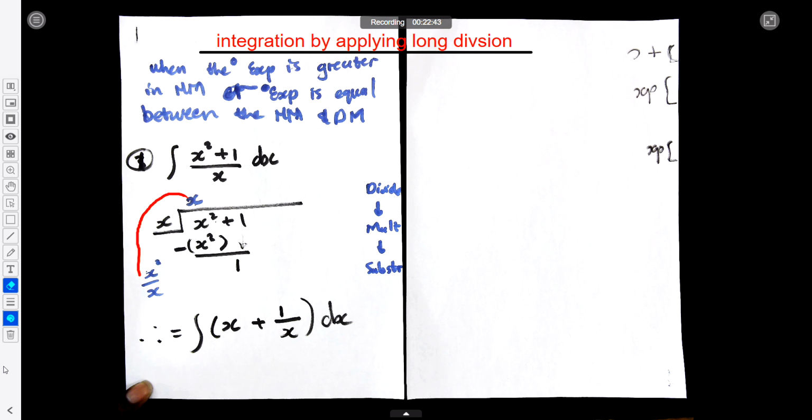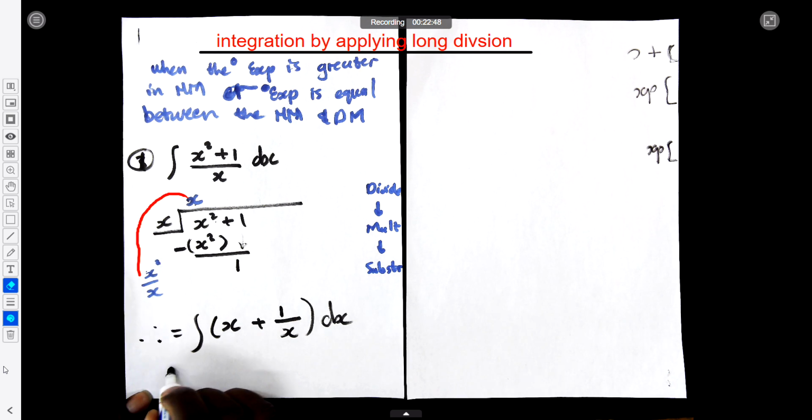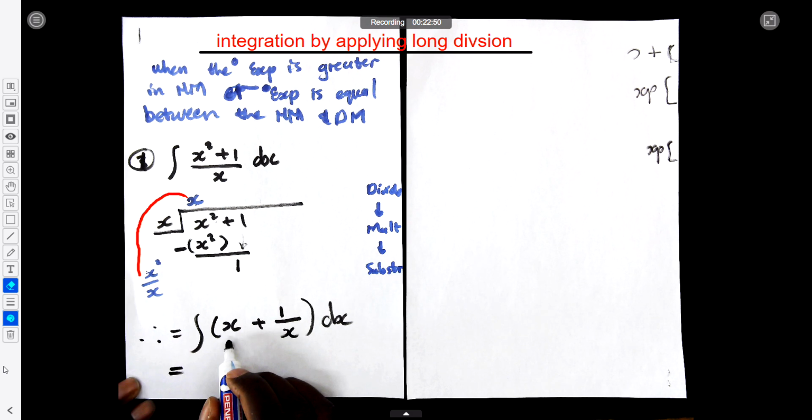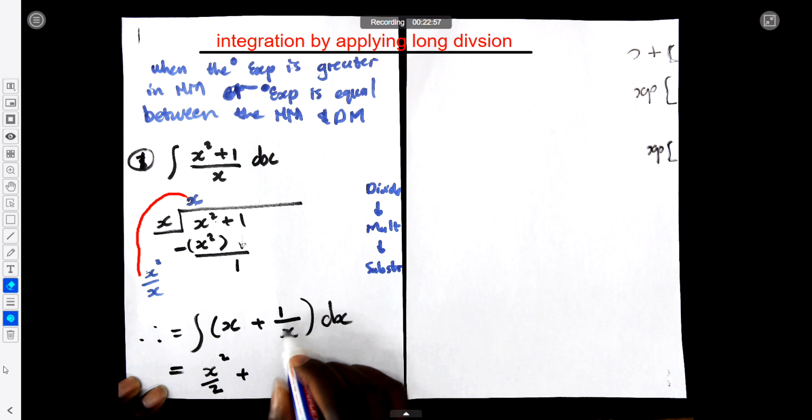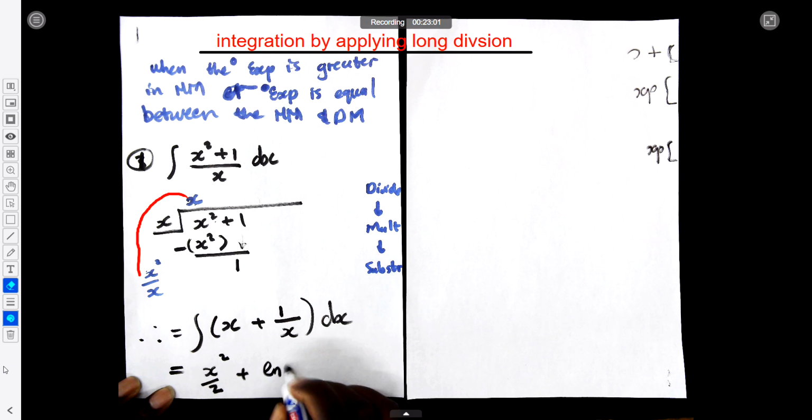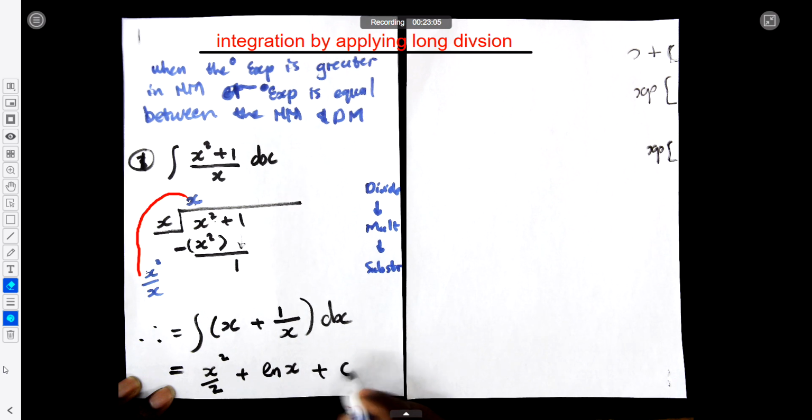So after that, we can integrate after we have resolved it with long division. So we know that the integral of x is x squared, isn't it? All divided by the exponent. Therefore, plus the integral of 1 over x. Yes. So we differentiated ln x to get 1 over x. Therefore, plus a constant.